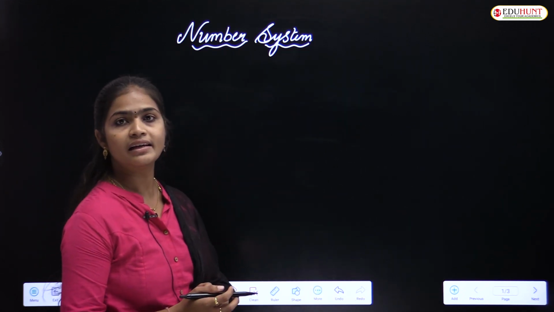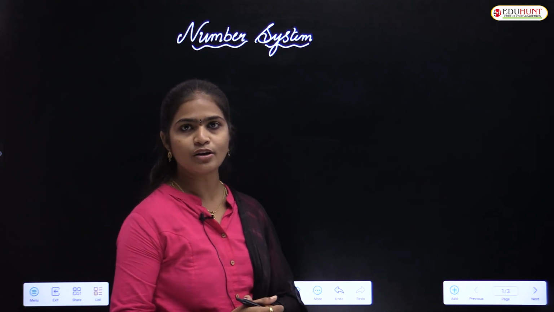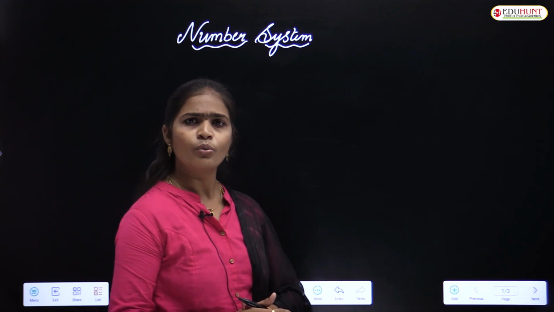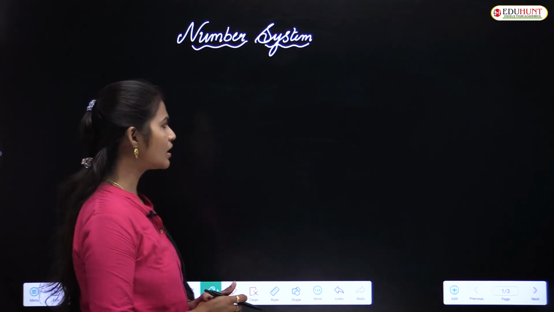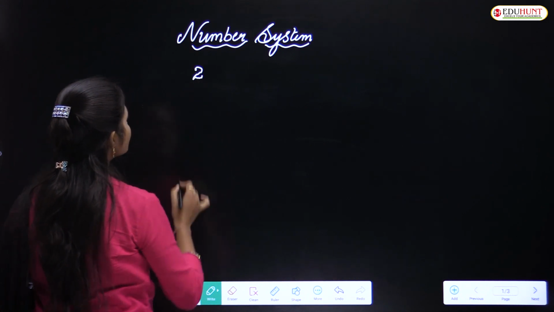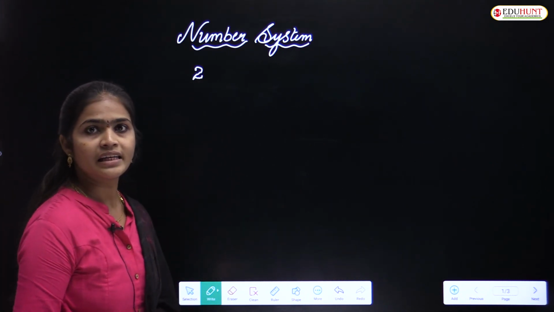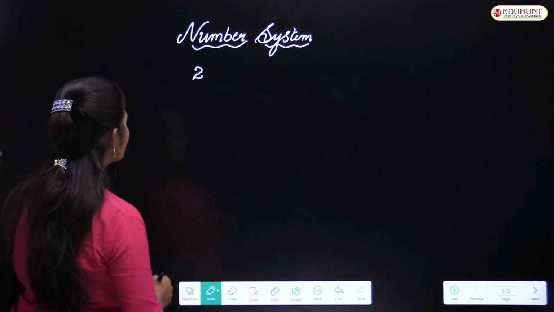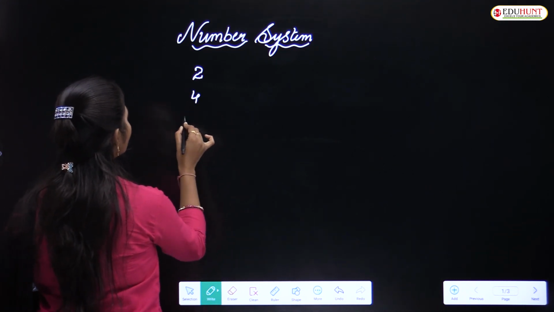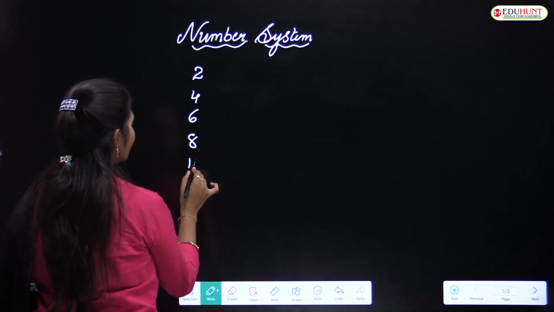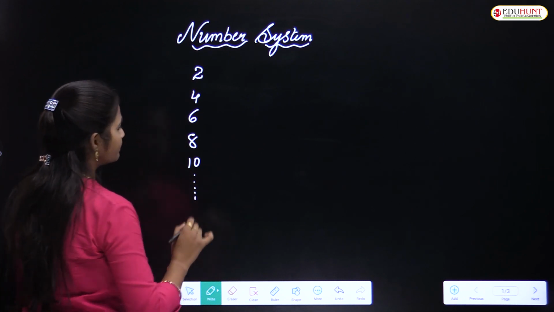So here we will learn briefly about even numbers and odd numbers. What is the general form of an even number? Just to start, what is the even natural number? The starting even natural number is 2. The next one is 4, the next one is 6, the next one is 8, 10 and so on.